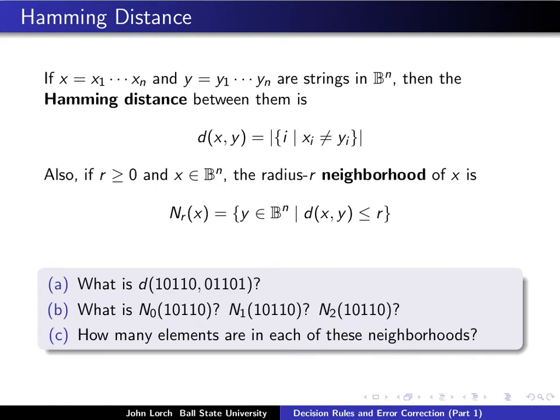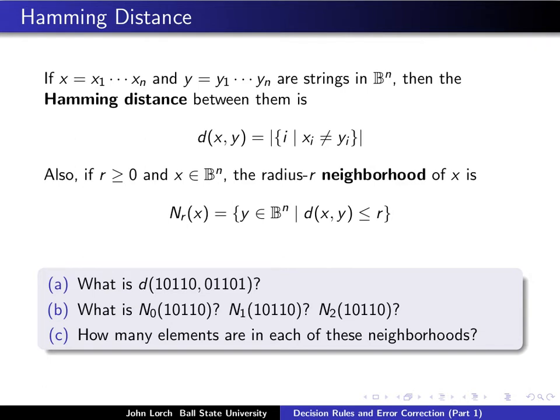So on the previous slide, we saw that decision rules are an important factor in error correction. Remember that a decision rule is a means by which a receiver will take a received string and decide which code word should be assigned to it. So as we proceed through this video, we'll be talking about a specific decision rule called the minimum distance rule. Now, as the name suggests, we will need to know how to measure distance between strings in B^n.